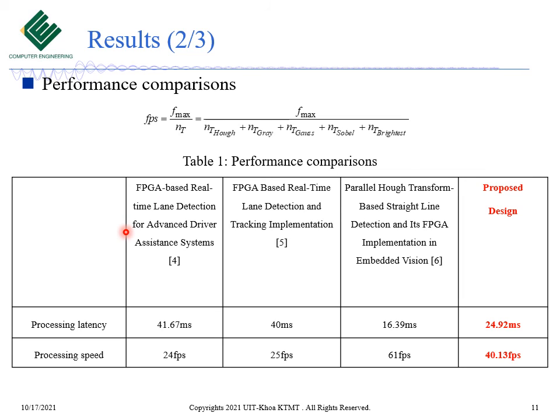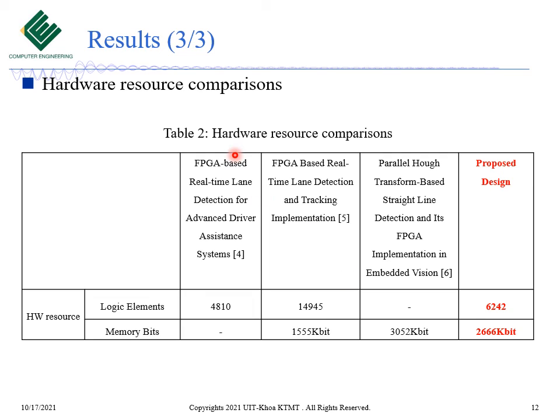And here is the performance comparison about speed and latency. We compare our design with designs in 4, 5, and 6. The processing speed of our design is larger than 4 and 5, but it is slower than 6. But for the hardware ratio comparison, the memory bits and logic elements, about memory bits, we use less than the hardware ratio of 6.